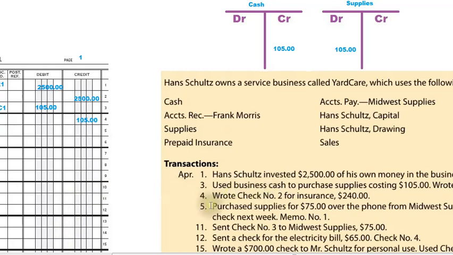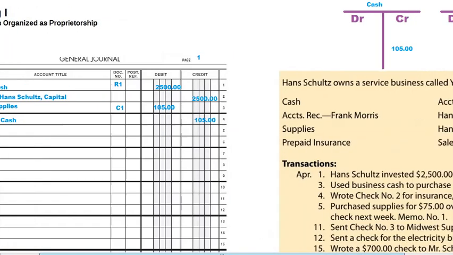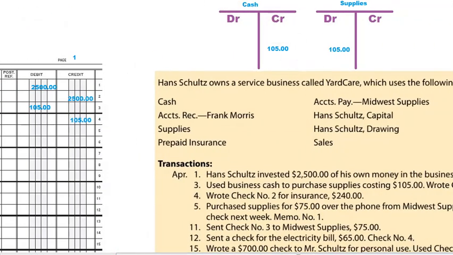Now, the third transaction is on the 4th of April. On the 4th of April, I put 4. And let me read: wrote check number 2 for insurance, $240. We know that when you write a check to someone, you are spending money. Because when that person takes the check to the bank to cash it out, the money in your checking account is going to be taken out. It's going to be decreased.